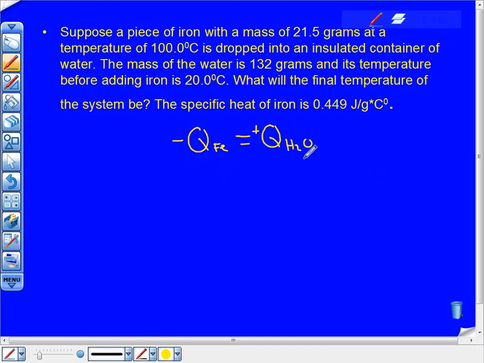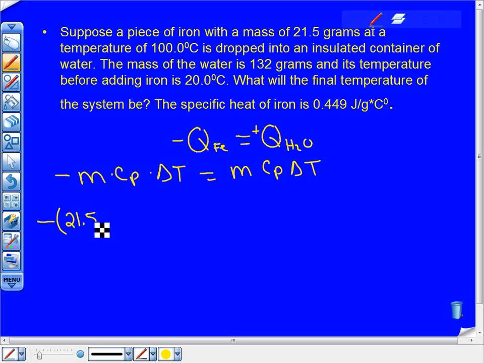Another way to put that would be, and we've got to again make the left side negative, we could replace that Q with the mass times the Cp times the delta T of the iron would equal the positive mass of the water times the Cp of the water times the delta T of the water. And now we can plug numbers in. We're going to make sure we remember the negative. The mass of the iron was 21.5 grams of iron. The specific heat of iron is 0.449 joules per gram Celsius.